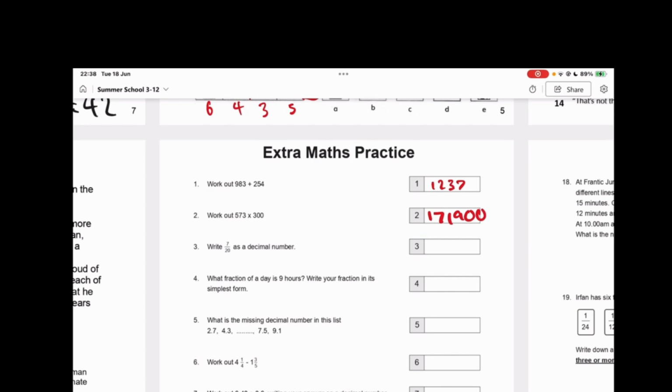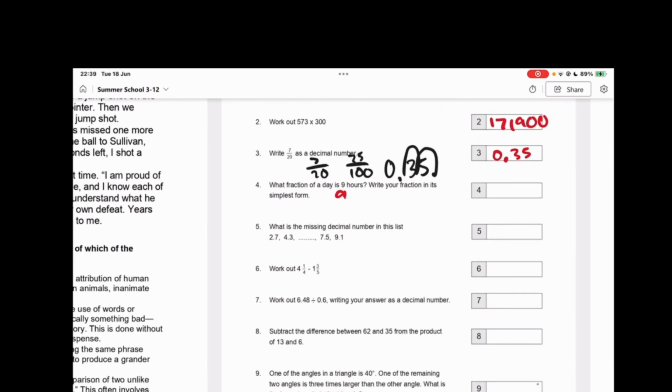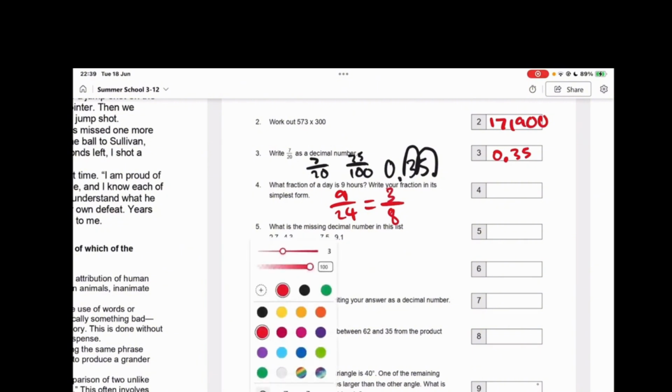Next is 7 over 20 as a decimal, so 7 over 20, we're going to put it over 100, and we're multiplying by 5. So it'll be 35 over 100, so we move the decimal places back twice, and it'll be 0.35. Okay, what fraction of the day is 9 hours? And write it in the simplest form, so that'll be 9 over the total, which is 24 hours, and then we simplify, so we can divide both by 3, so you get 3 over 8.